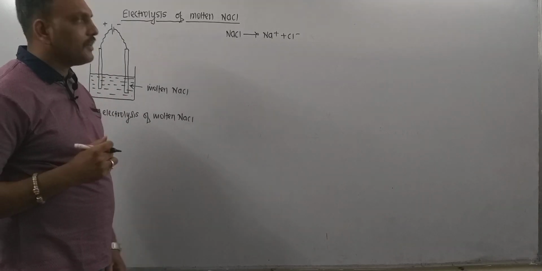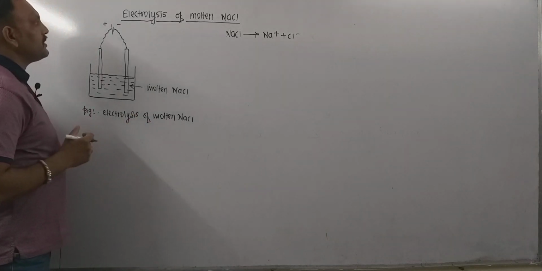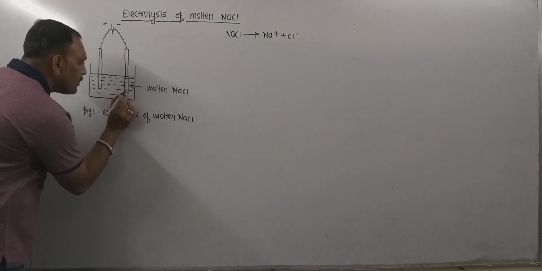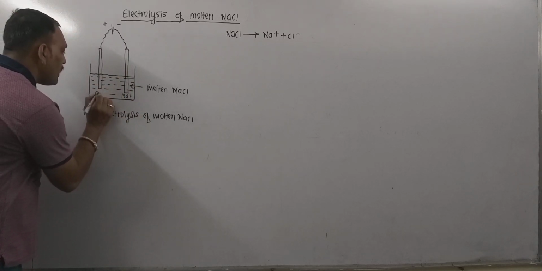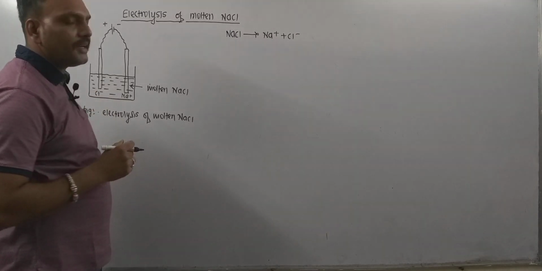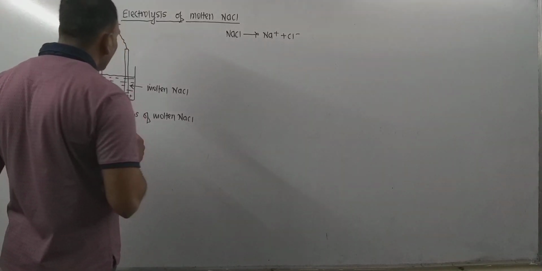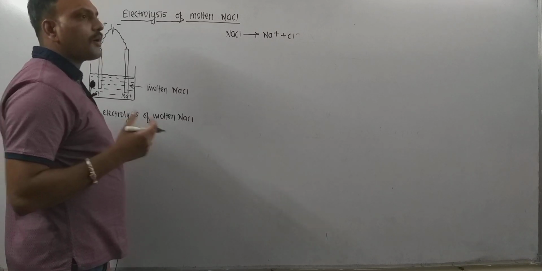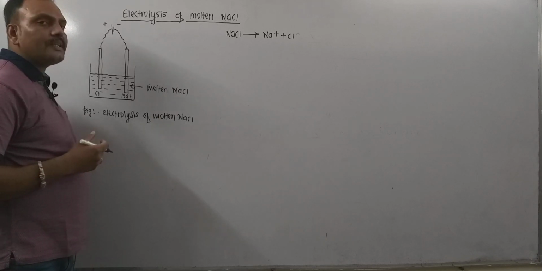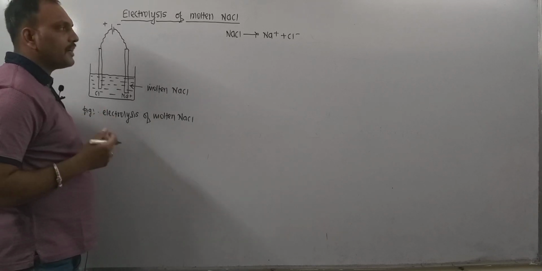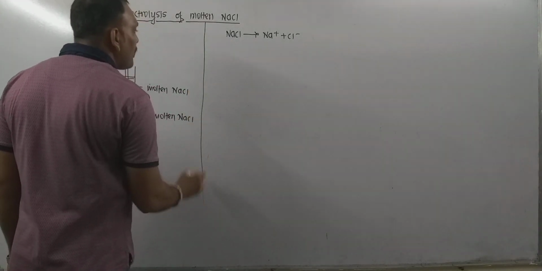When we pass electric current, these ions first of all move to the oppositely charged electrodes. Whatever sodium ions are present in this assembly move towards the negatively charged electrode, and chloride ions move towards the positively charged electrode. We know very well there is an attraction between oppositely charged species. Now the question arises, what happens? During the course of this, two types of reactions can be explained, one of which is oxidation and the other is reduction.